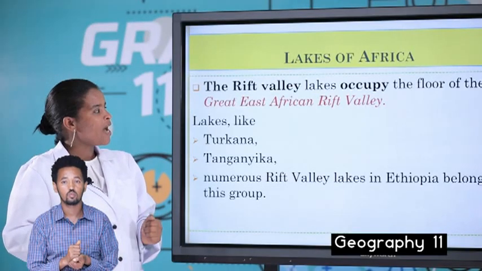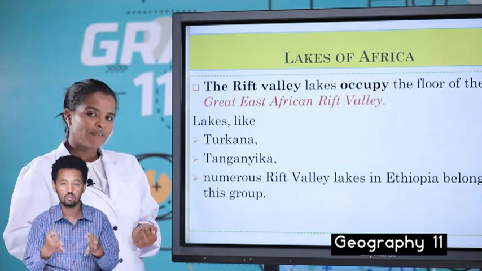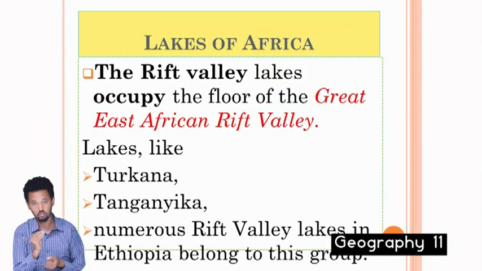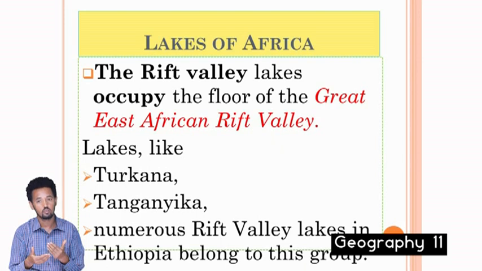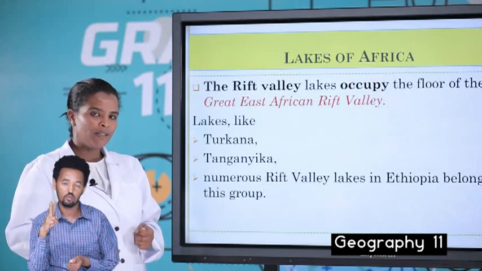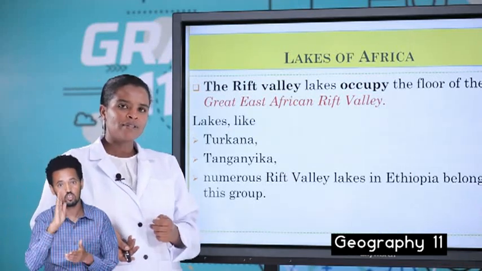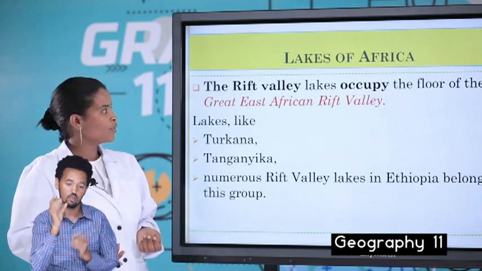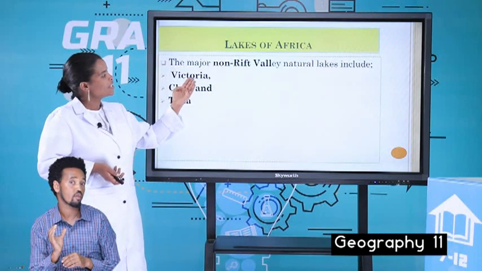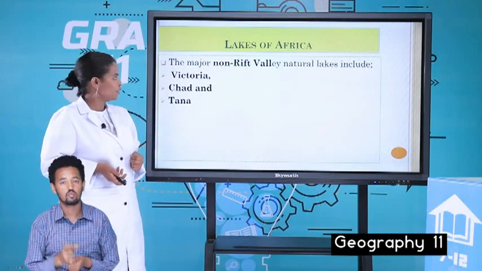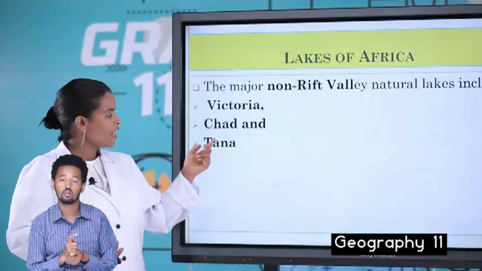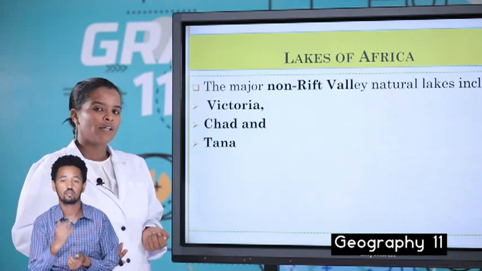The Rift Valley lakes occupy the floor of the Great East Africa Rift Valley. Examples of Rift Valley lakes in Africa are Lake Turkana, Lake Tanganyika, and the Rift Valley lakes of Ethiopia. For example, Shala, Abaya, and Lake Hawassa are examples of Rift Valley lakes in Ethiopia. The major non-Rift Valley natural lakes include Victoria, Chad, and Tana. Tana is the largest highland lake in Ethiopia.